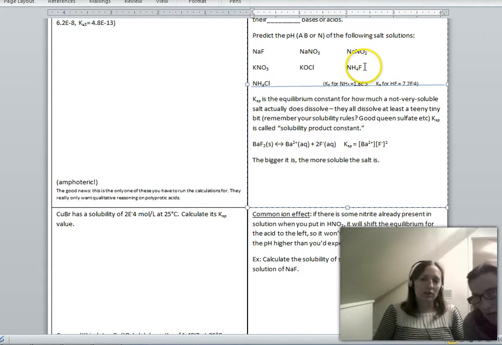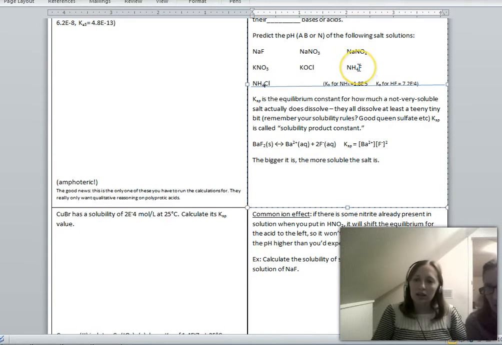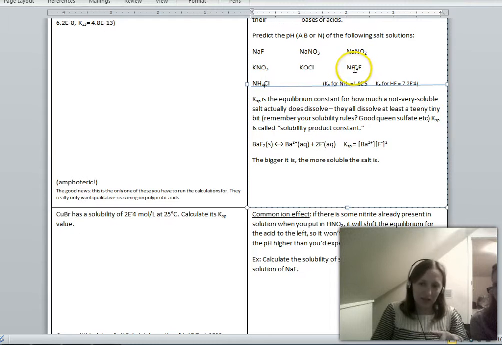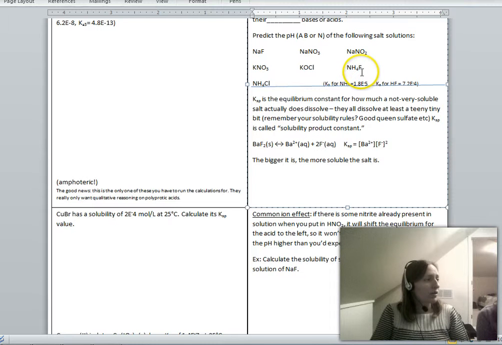This is interesting because you've got NH4, which is ammonium, which is slightly acidic. Ammonia is basic, ammonium is slightly acidic. And fluoride, which is slightly basic. So a slightly acidic with a slightly basic. Does that end up being perfectly neutral? Don't know. It matters what their K's were.